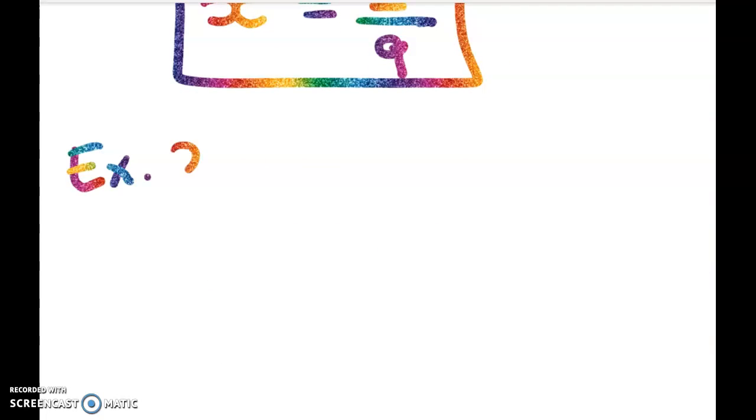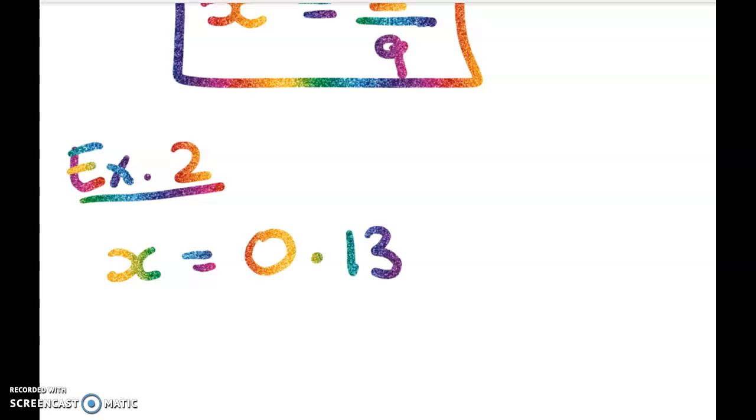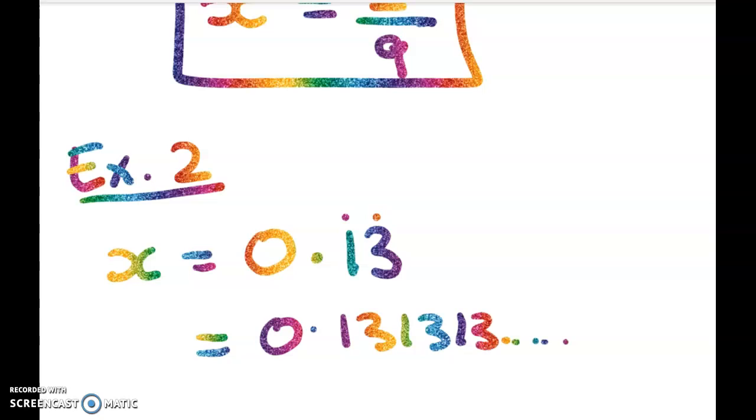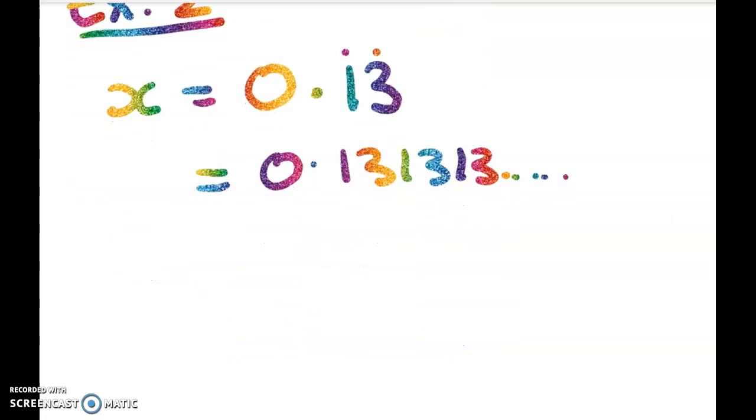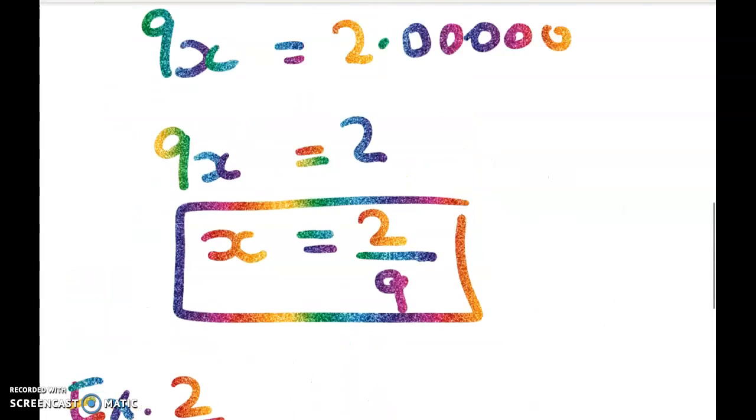So here's example number 2. This time let's look at a recurring decimal which has got a more complicated pattern. So x this time is equal to 0.131313 going on forever. And again, we need to find a way to match up the place value here by multiplying x by something. So let's look at what we did in example 1.